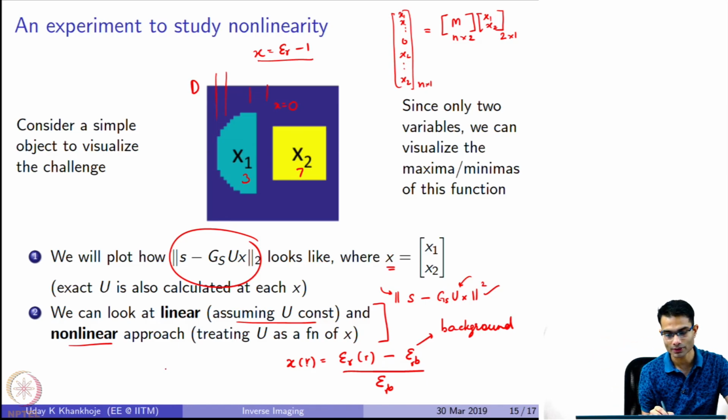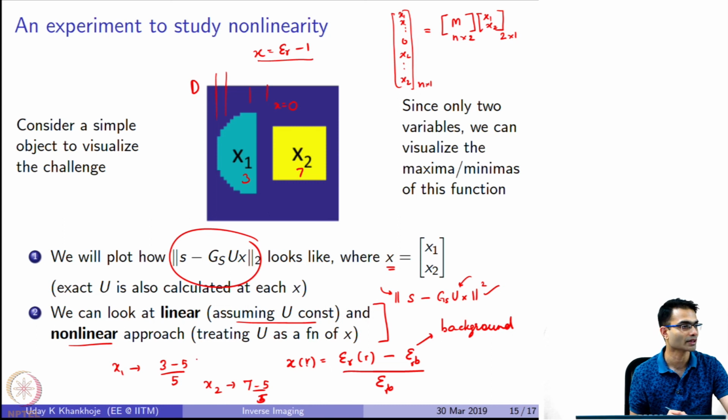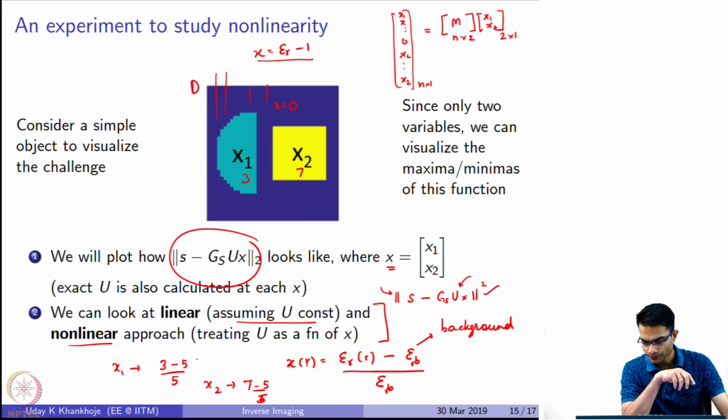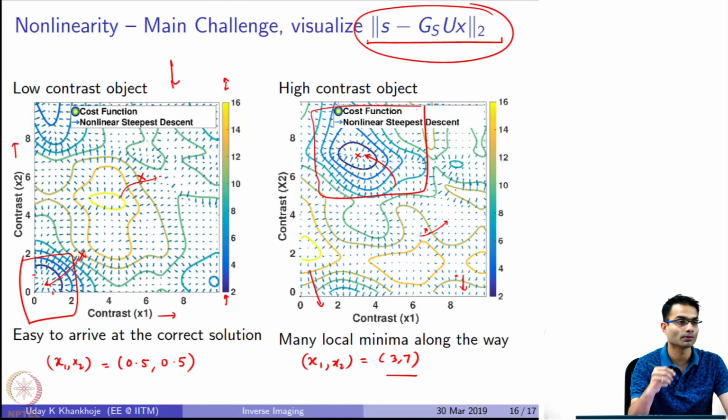So then what will the contrast become? So 3 minus 5 by 5, right, for x1 will become this, and x2 will become 7 minus 5 by 5, right. So these are all numbers which are small, right. Minus 2 by 5 is minus 0.4 and 2 by 5 is plus 0.4. So my problem has become lesser. I have mapped it to sort of this problem. I made the permittivity smaller, okay.